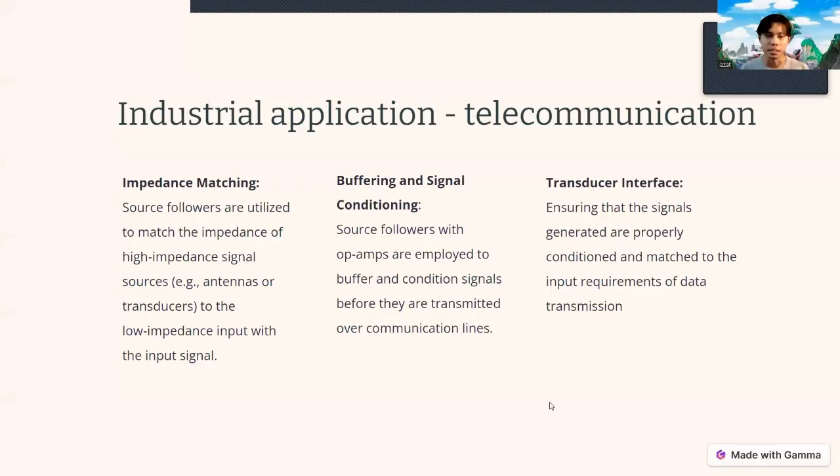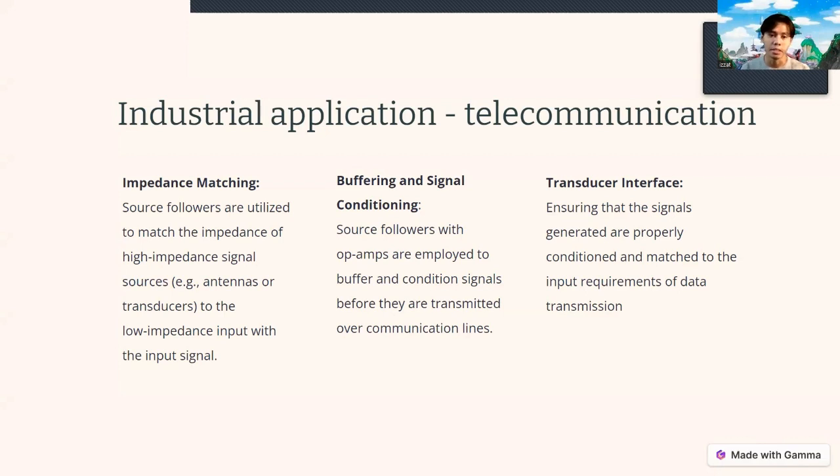Second one is buffering and signal conditioning. Source followers with op-amps are employed to buffer and condition signals before they are transmitted over communication lines. This is crucial for maintaining signal integrity and preventing signal degradation due to long cable runs or other factors.